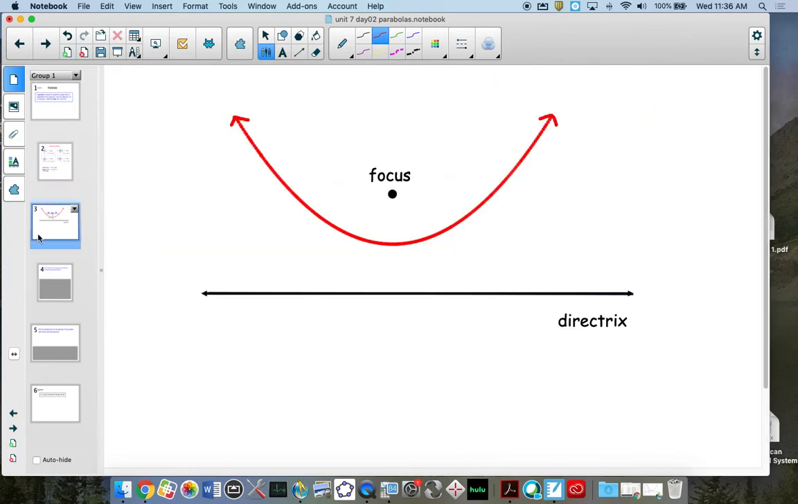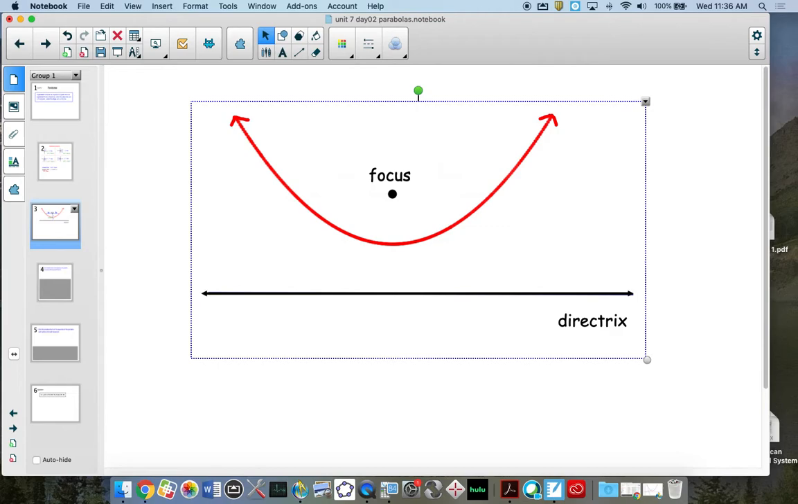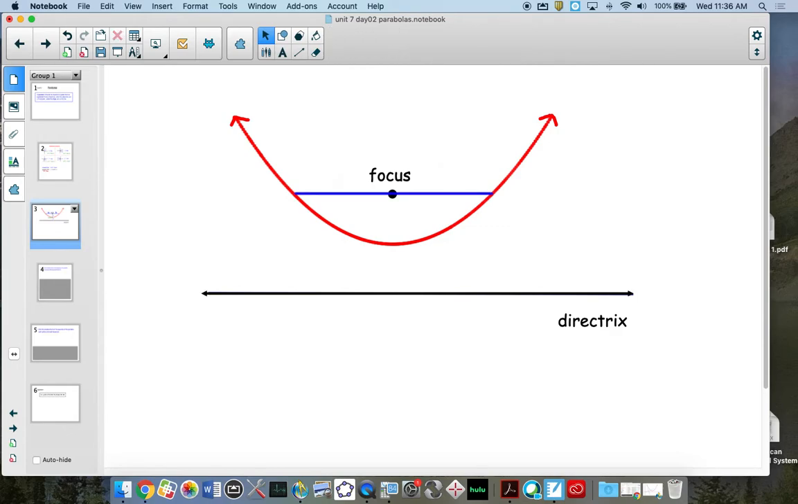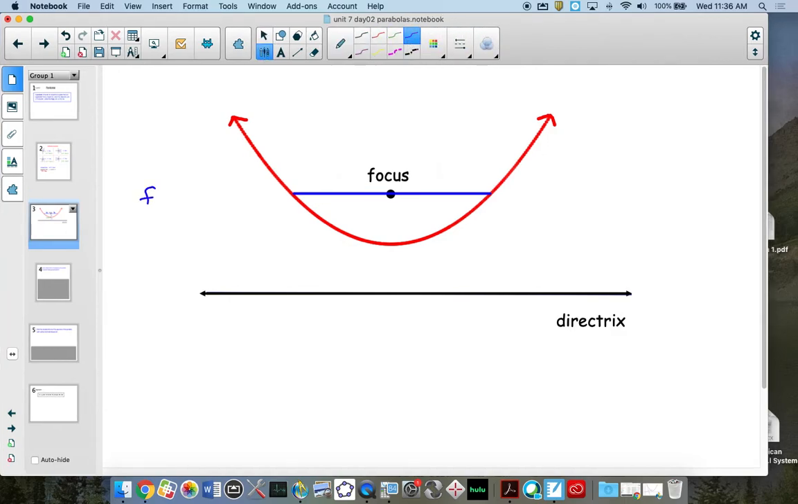So let's talk about some of the terminology. So we have our directrix and our focus. So there's some other important information when we have a picture of a parabola. First of all, if I make a segment which goes through the focus that's parallel to the directrix, right there, that's called a focal chord. Focal chord.